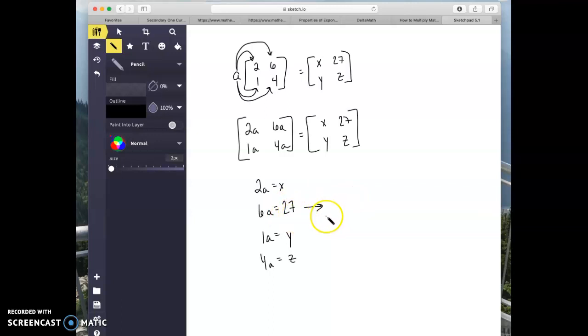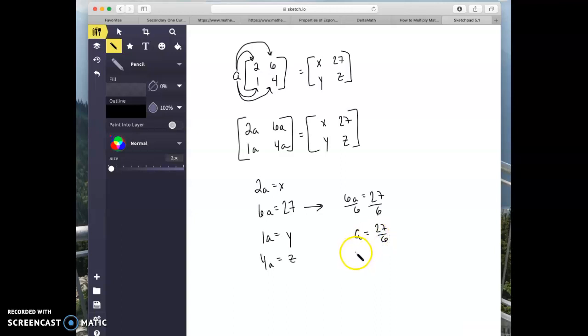So I looked at this two ways. First of all, you could take 6a equals 27 and divide both sides by 6. So a equals 27 over 6.